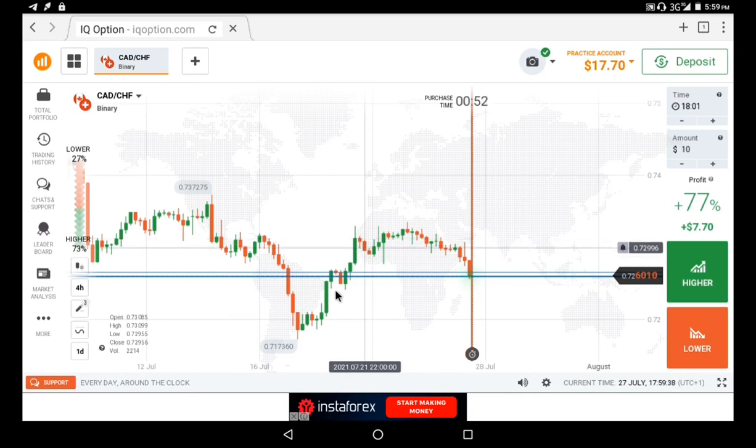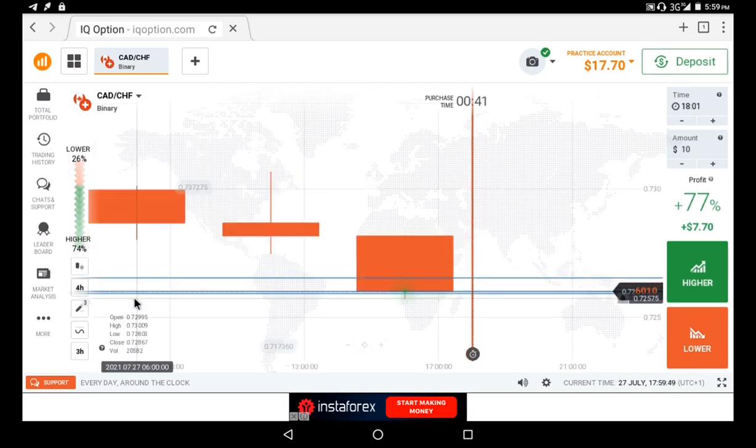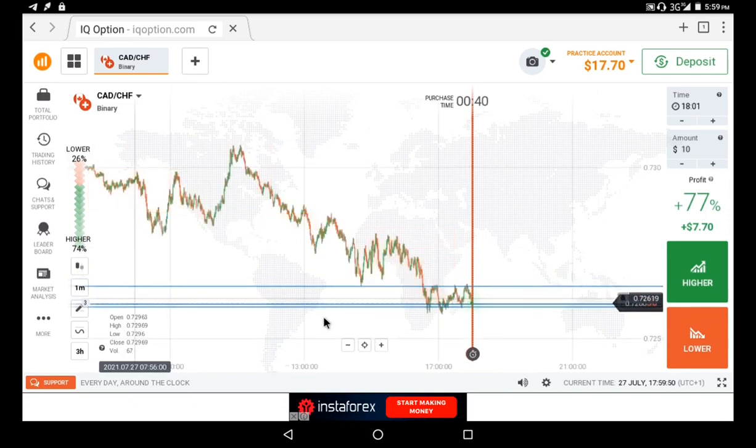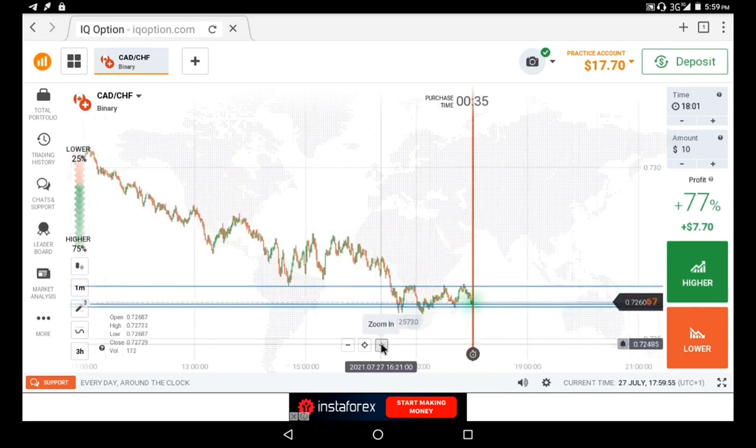So be it the 4-hour time frame, 1 minute, or 10 seconds, it is the same thing. The candlesticks are the same. There's no difference. You just need to know how to analyze the market. That is all. Okay, so back to our topic: gap ups and gap downs.